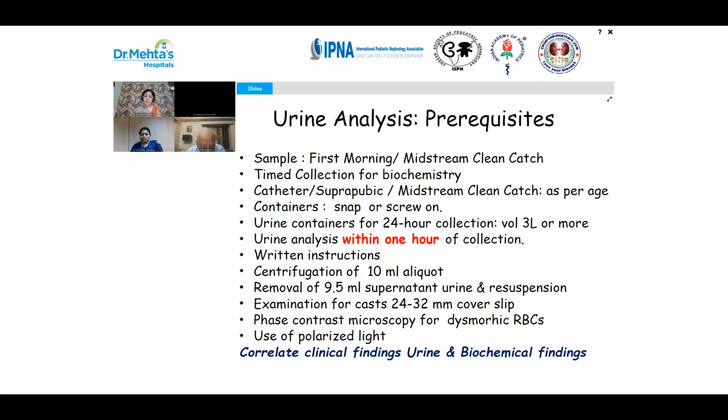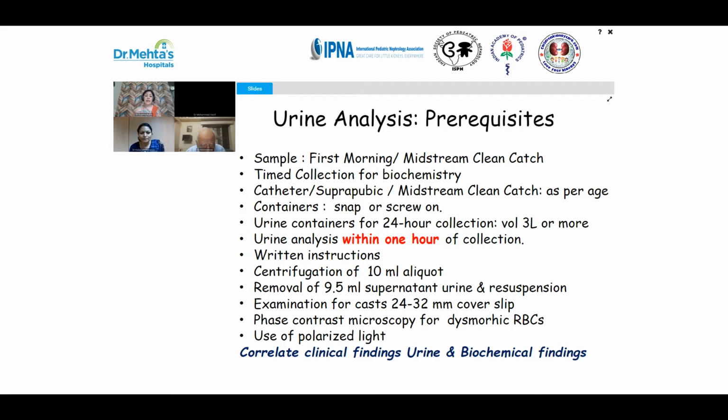even 6 hours, but the exact time and exact volume are important. Then we need to collect this sample through a urinary catheter. A midstream clean catch is possible only in toilet-trained children, and in newborns or very small infants, a suprapubic tap may also be required to collect the urinary sample. The urine containers for 24-hour collection should have adequate volume of at least 3 liters.